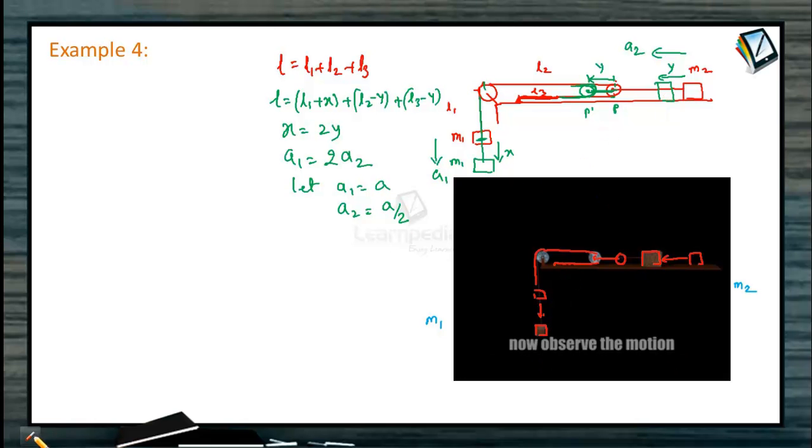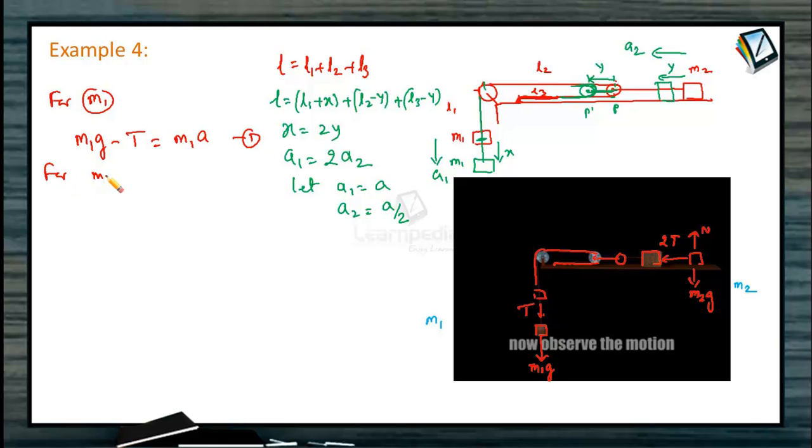Now let us make the free body diagram. For the first body, in the downward direction, it will be m1g. For the second body, this side normal reaction N, this is m2g, this side tension 2T. This tension T. So for m1, get me the equation. m1g downward minus T. What is its acceleration? m1a, equation number 1. For the body of mass m2, 2T in the horizontal direction is equal to m2 into a by 2, equation number 2.